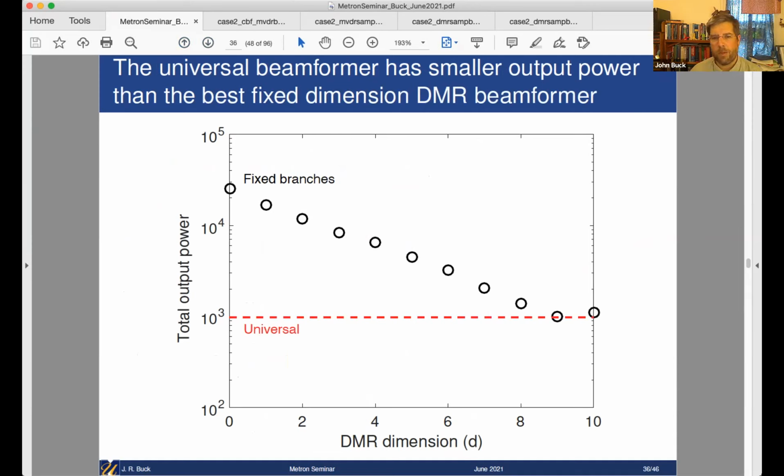This is where the universal blend ended up. It's comparable to the best one, but by half a line width, it's below that. So the universal one with no prior knowledge is doing better than the best fixed one that you would have chosen with hindsight. This was an encouraging early result for us.